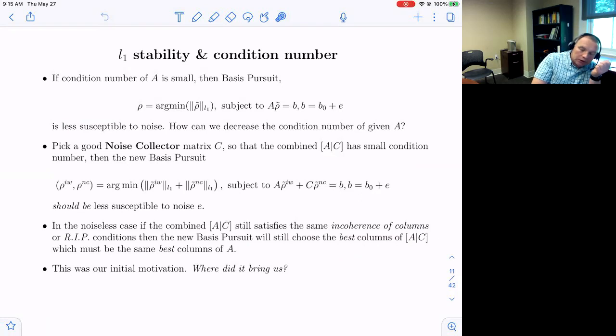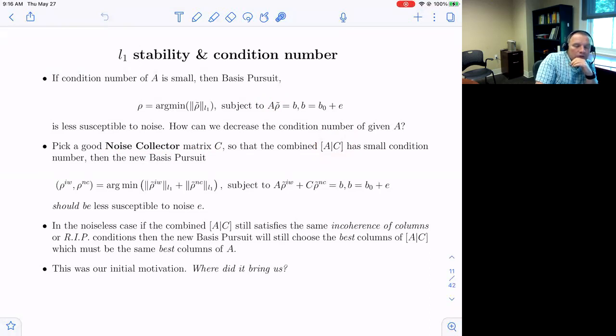That allows. So one of the things that motivated our construction that I will present soon was the idea that you want to improve stability of basis pursuit. And the idea is this. Suppose this is my original problem, which was, say, unstable if you add noise, but let's improve the condition number of this matrix A, of this imaging matrix A. Let's just add to it an arbitrary matrix C, which we'll call the noise collector matrix, so that the combined matrix A with C has a better condition number and has better stability.